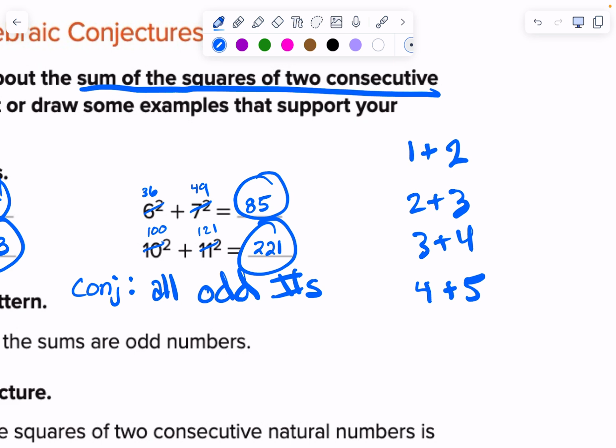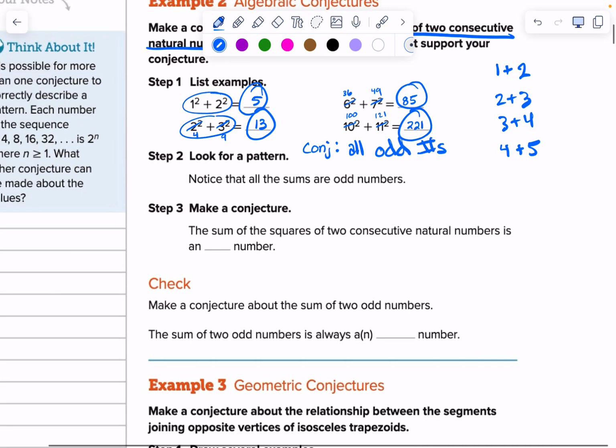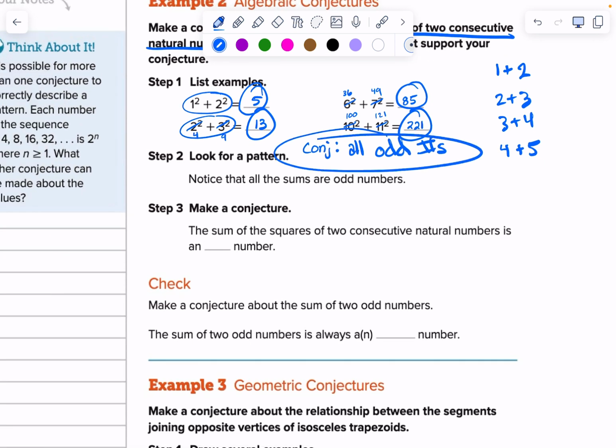We're developing patterns, coming up with a conjecture. All right, so the sum is always odd. That's my conjecture. The result will always be odd.